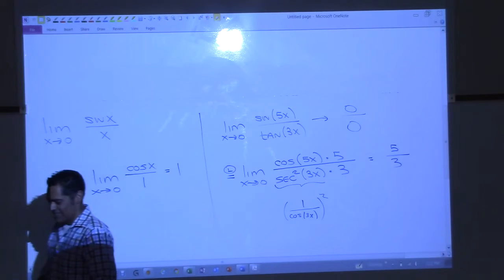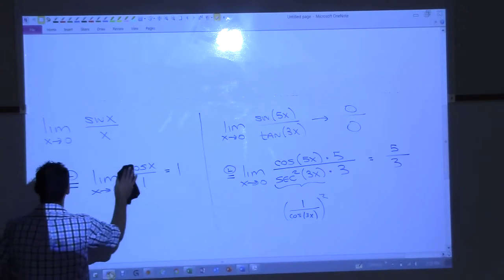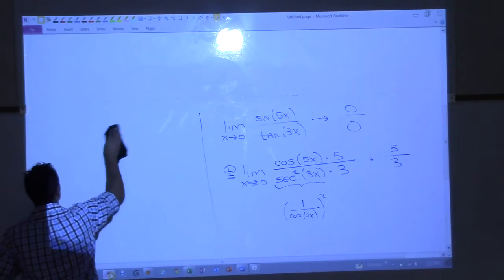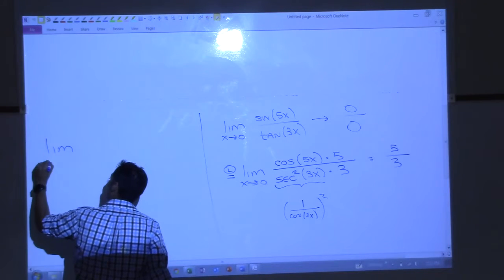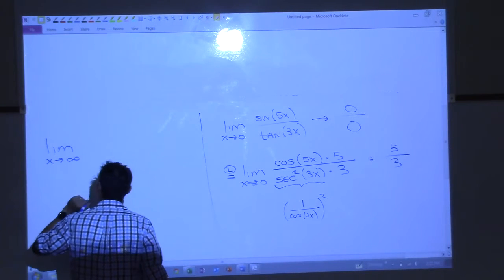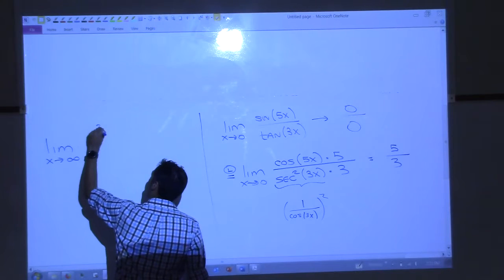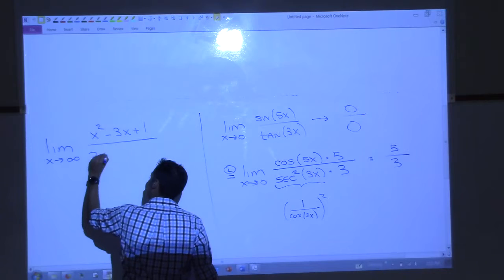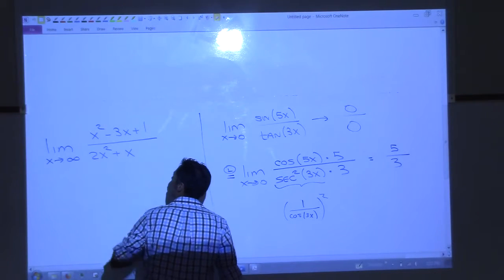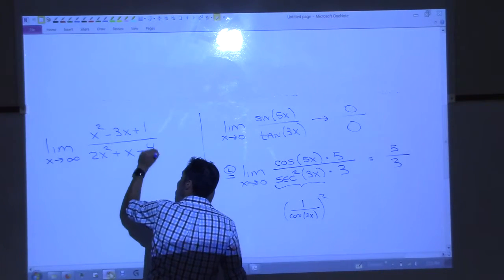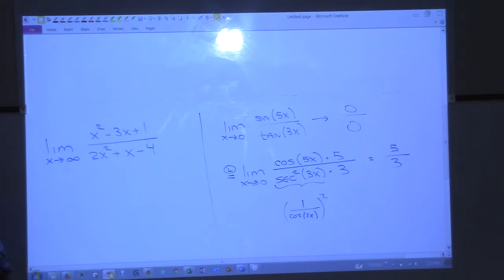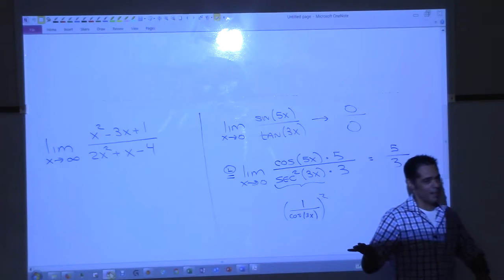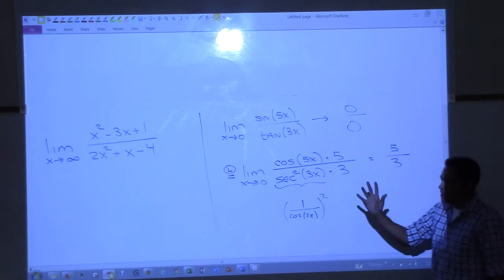So much faster. How about this one? Limit as x approaches infinity this time, of x squared minus 3x plus 1 over 2x squared plus x minus 4. Okay. I can remember a few weeks ago, I was standing right here, and I was going through a problem like this. I can remember it vividly.